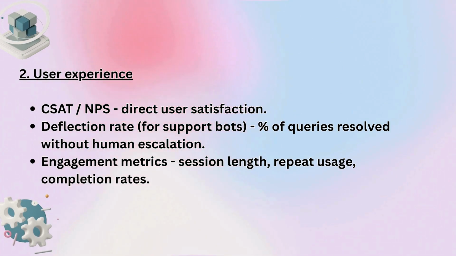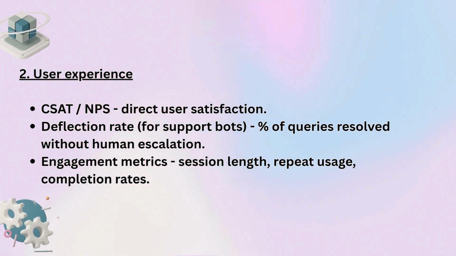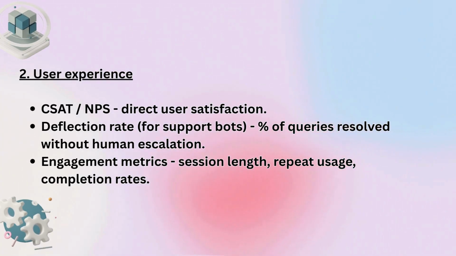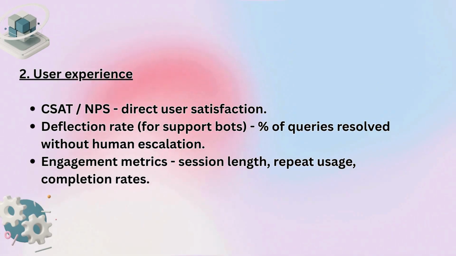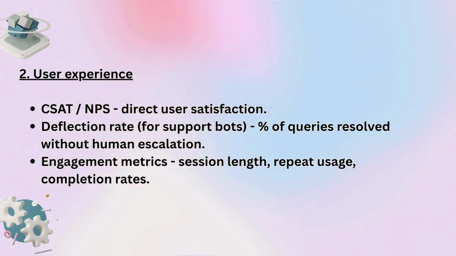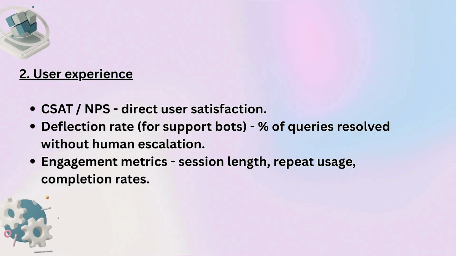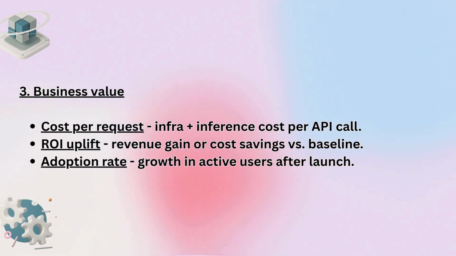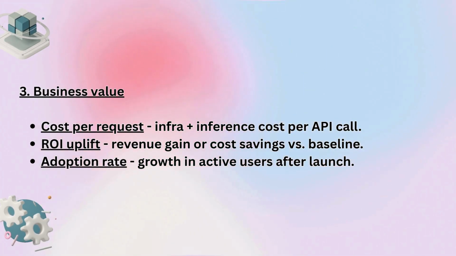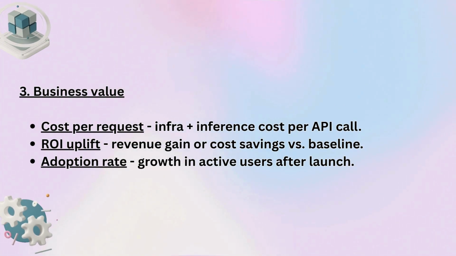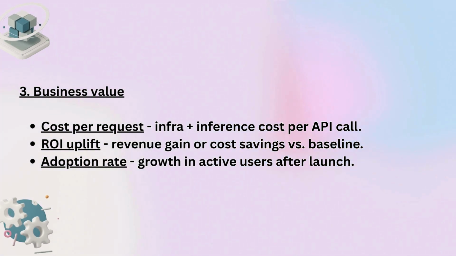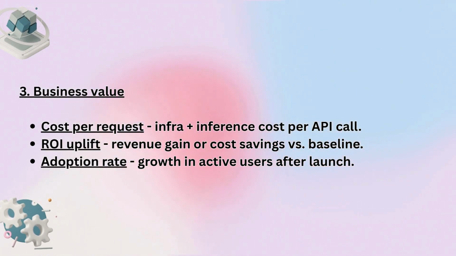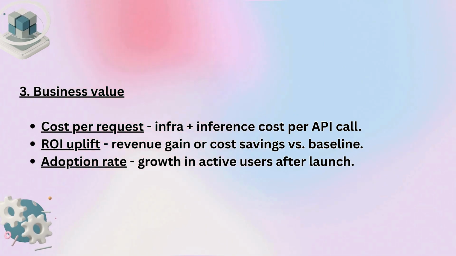2. User experience: CSAT/NPS, direct user satisfaction. Deflection rate for support bots: percent of queries resolved without human escalation. Engagement metrics: session length, repeat usage, completion rates. 3. Business value: cost per request, infra plus inference cost per API call. ROI uplift: revenue gain or cost savings versus baseline. Adoption rate: growth in active users after launch.